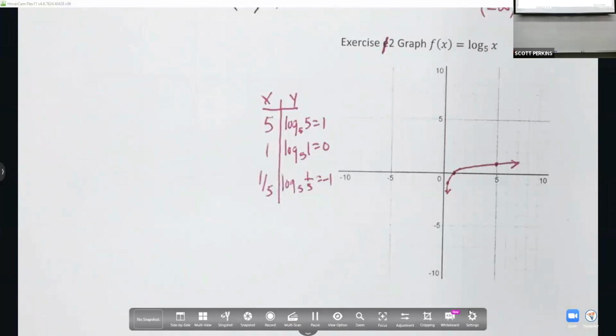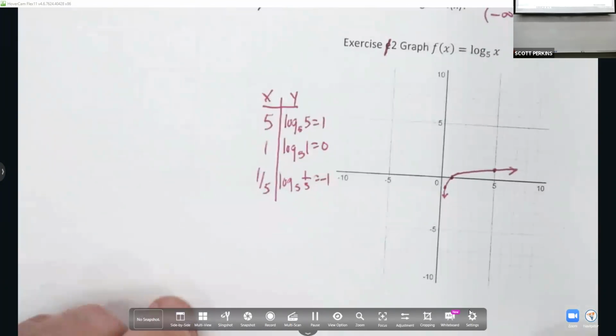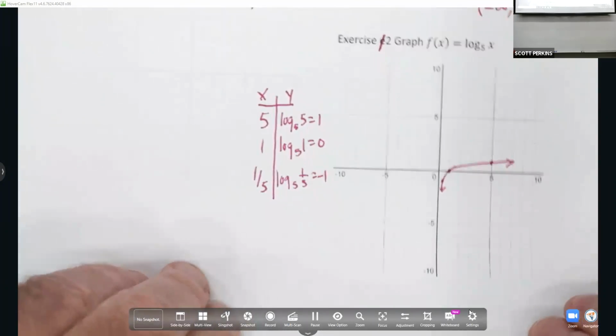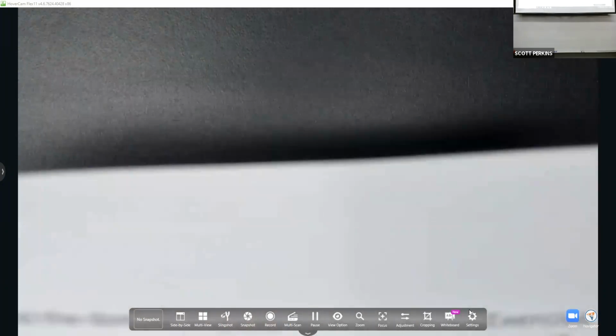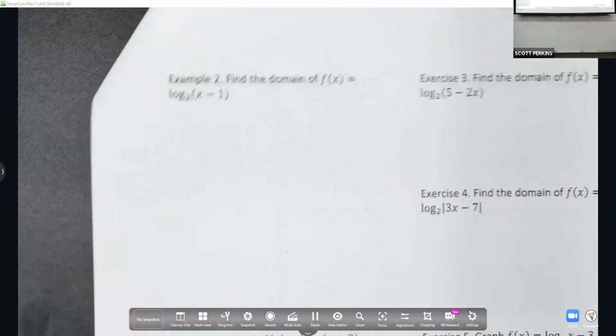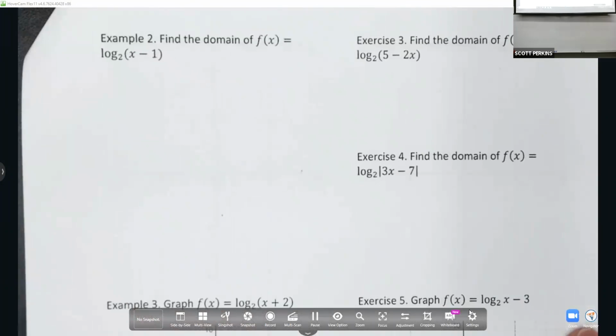Before we move on to objective 2, is there a question about that? Well, we'll come back to the graphs in just a minute. That'll be our final objective for this section. So the second thing is, what if I don't want you to graph the logarithm? I just want to know what its domain is. So for the next few problems, we're going to find the domain of these logarithms.